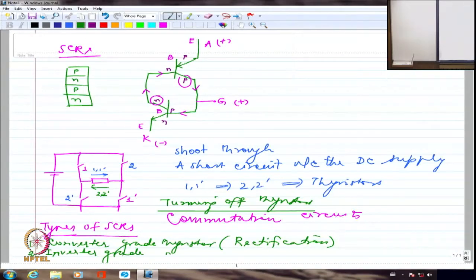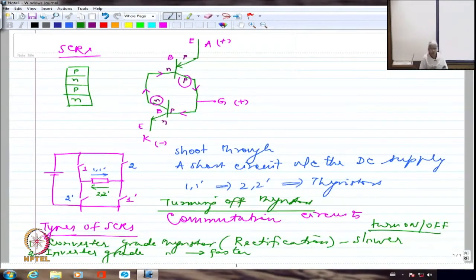So if I want to go for higher and higher frequencies, then the normal converter grade thyristors, which are normally slow, they are much slower. Turning on and turning off takes a longer time. So inverter grade thyristors can be used in those places. So these will be faster normally, whereas this will be generally slower. What I mean is turn on and turn off. This will be generally pretty slow for the converter grade thyristor, whereas it will be fast for the inverter grade thyristor.